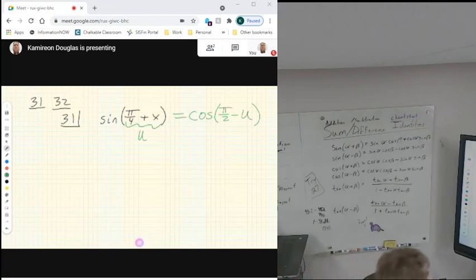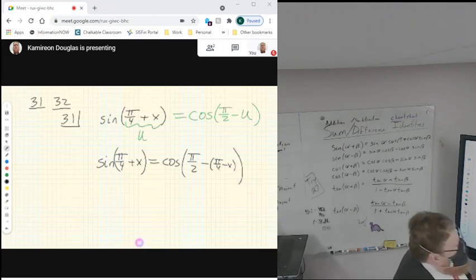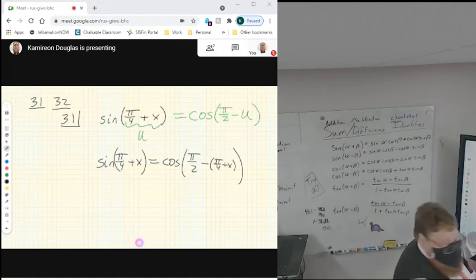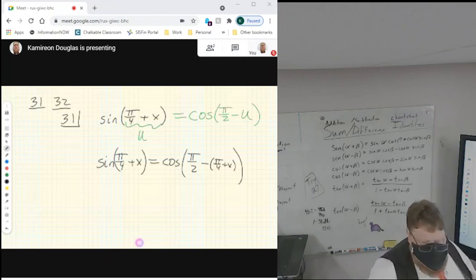So now I just do a substitution. This means that sine of pi over 4 plus x is equal to cosine of pi over 2 minus whatever u was. So my u in this case is pi over 4 plus x. Now I distribute and simplify, and then I'm actually just done. It's really nice and simple.